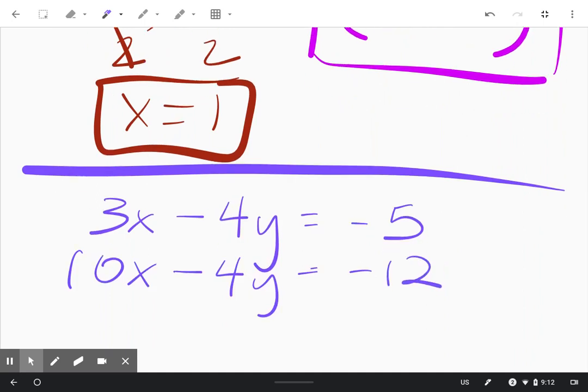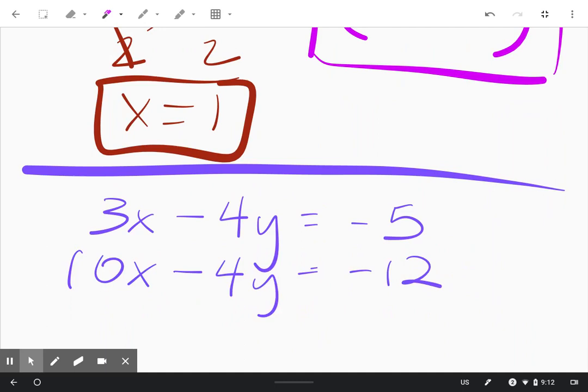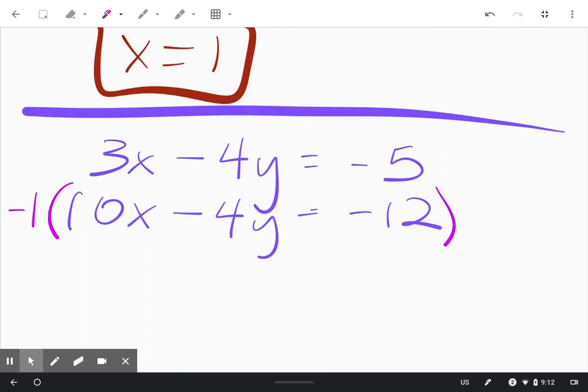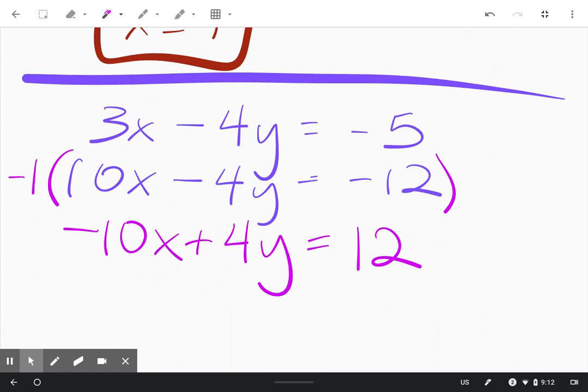All right, great example. In this, I can see that I have 4y and 4y. They're both negative though. I want this second one to be positive. So in order to do that, I'm going to apply a negative 1 to this entire equation. When I do that, it's going to change to the following. Negative 10x plus 4y equals positive 12. So I'm taking equation number 2 and I'm switching the signs of the entire equation.